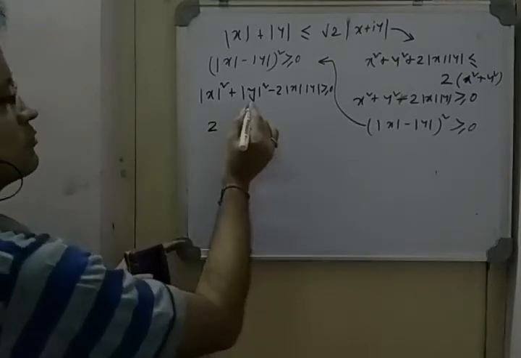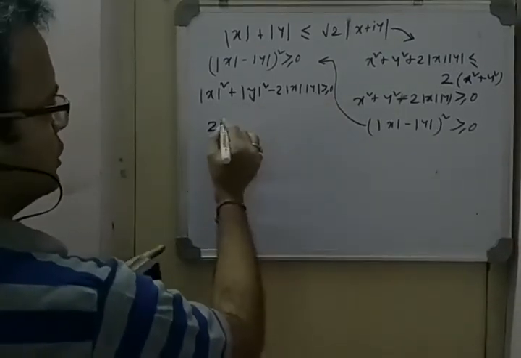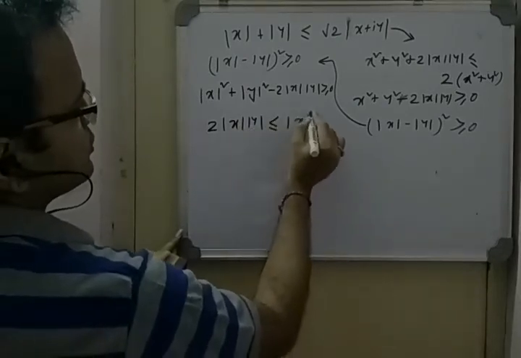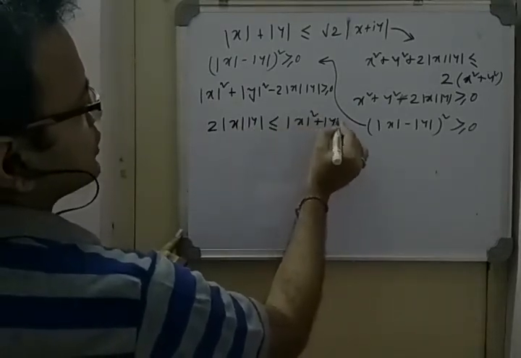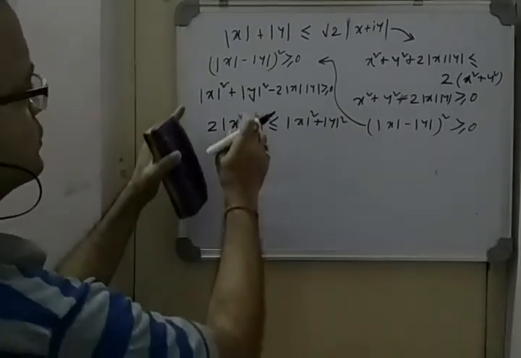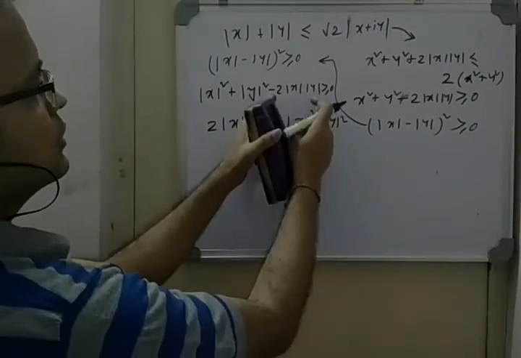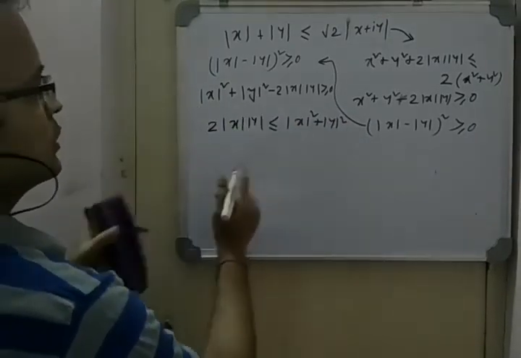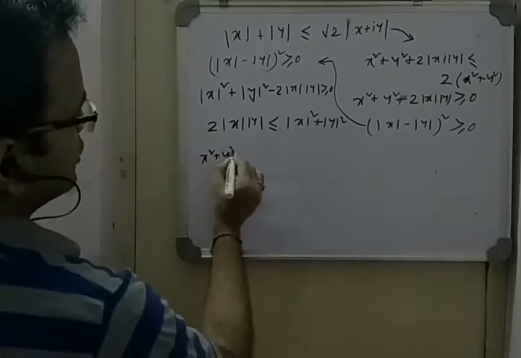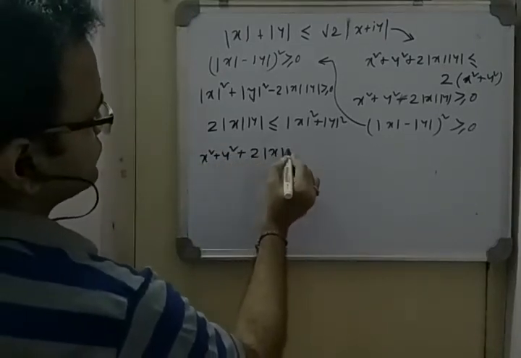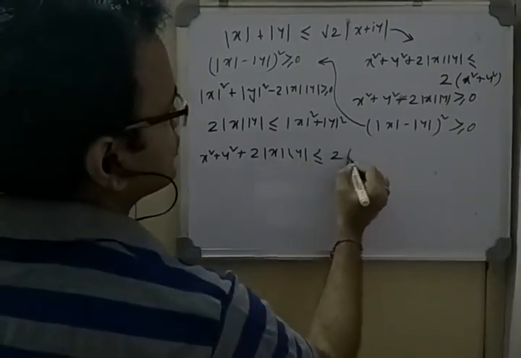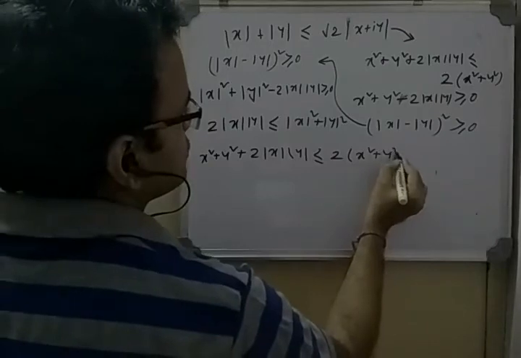So mod x square plus mod y square is greater than or equal to 2 mod x mod y, or we can write the other side on the left side. So 2 mod x mod y is less than or equal to this. See, this greater than or equal to this means this is less than or equal to this, what I have written. Now I will add x square plus y square on both sides. So this becomes 2 into x square plus y square.